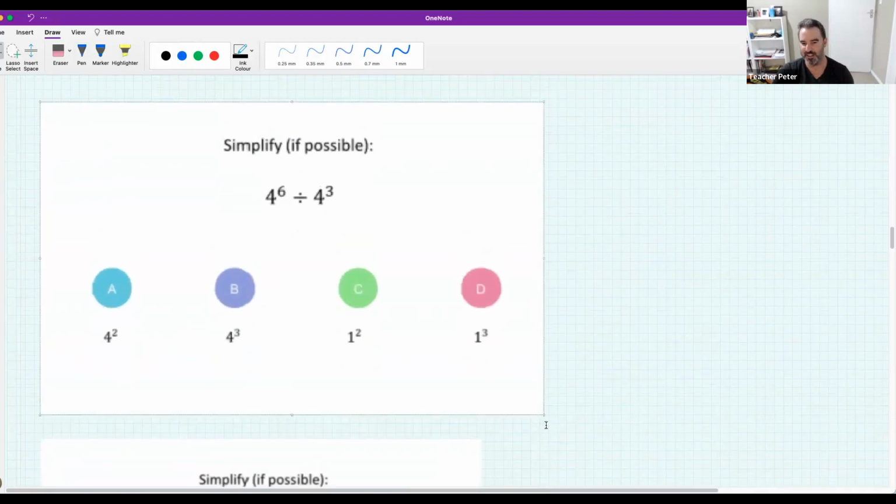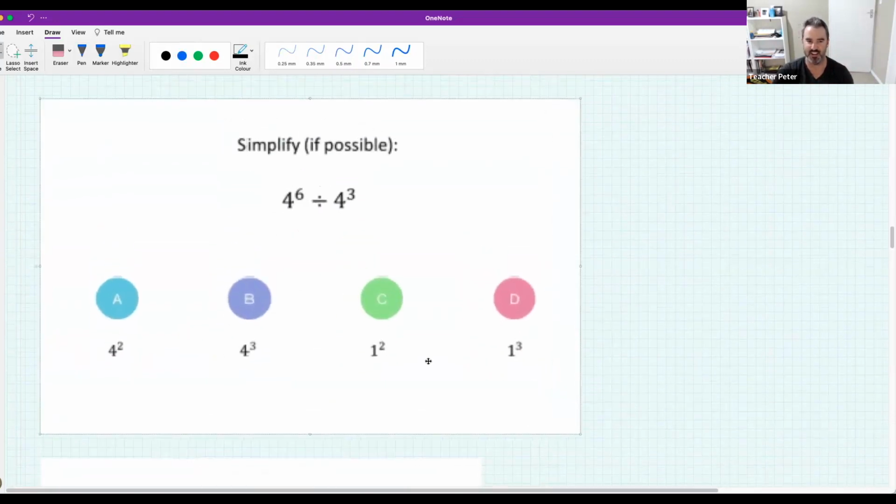Notice how tricky I make the multiple choice. I really test your understanding. Can you simplify this expression, 4 to the power of 6 divided by 4 to the power of 3? Which option do you think it is?